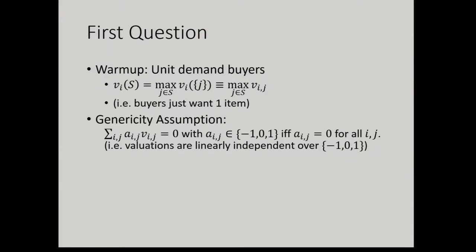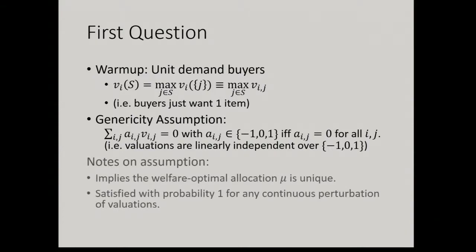Remember, we need some condition if overdemand is going to be low. And just a note on this assumption, it does imply that the welfare optimal allocation is unique. And that's important because if there are multiple optimal allocations, they will all be supported by any equilibrium price vector, and so you'll get indifferences. And it's satisfied with probability 1 for any continuous perturbation of the valuations. So maybe I'm justified in calling it a genericity assumption.